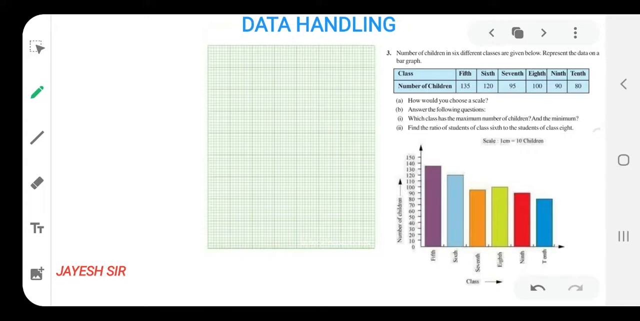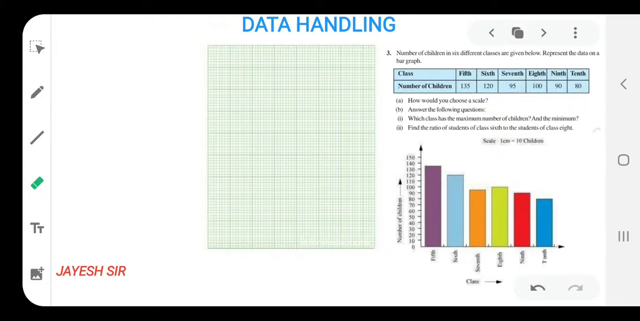How would you choose a scale? The scale I have chosen by watching the number of children given over here. We can see maximum numbers are having a scale of 5, 10. So if I am taking the scale of 5, then my graph book would be wholly occupied, or I will find a lack of space over here. So that's why I'm taking the scale of 10, so that I can easily mark everything in a single page. As you can see, till 150 it has been marked in the question. On that basis I will choose the scale.